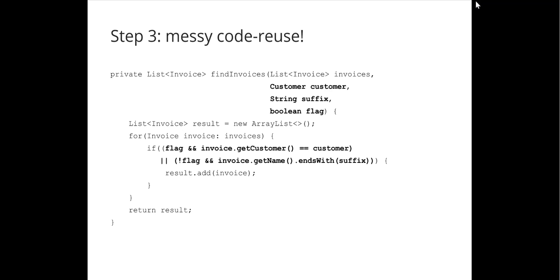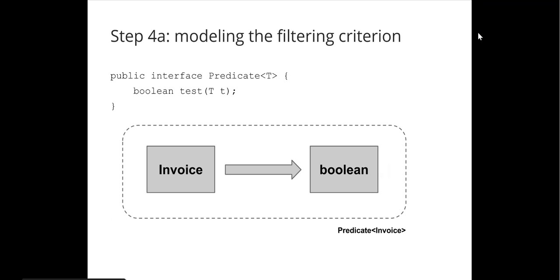So let's take a software engineering hat here and find a way to model this selection criteria that we're talking about. What we're really trying to do here is, given an invoice, we'd like to model the idea that we're applying a condition on the invoice. So something that takes an invoice and returns a Boolean. And in mathematical terminology, this is referred to as a predicate. A predicate from one element that will test this element and return a Boolean.